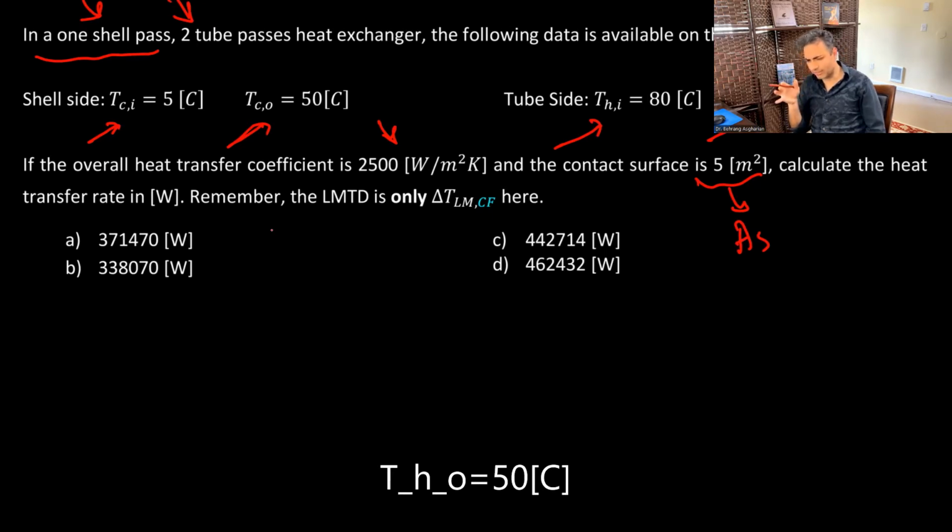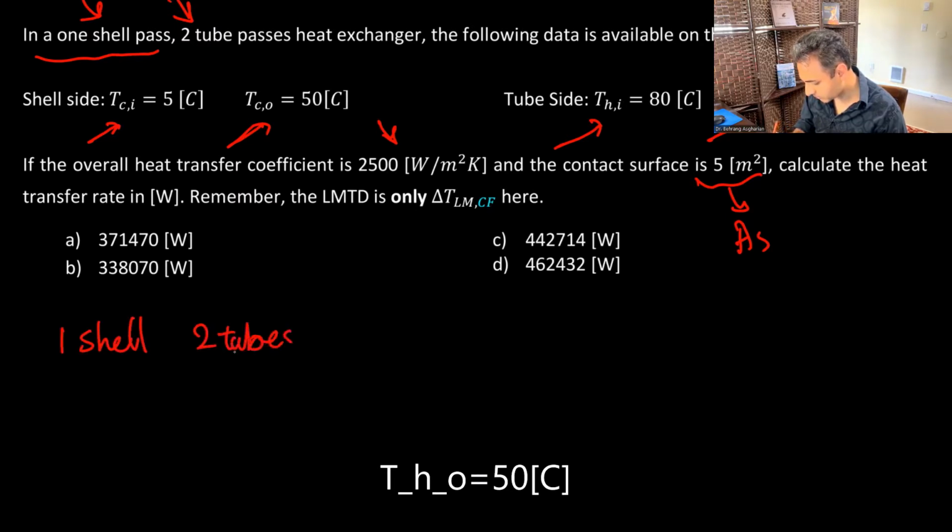So when you take a look at this, let's see what we have. You can pause this video, look at the problem, read it, and write down things if you want to. But the first step to solve any problem is just to make a list of what you have and what you don't have. It looks like on the shell side and the tube side, we know it is one shell pass and two tubes. Okay, that's good. We know that.